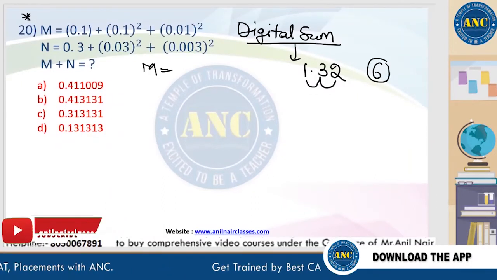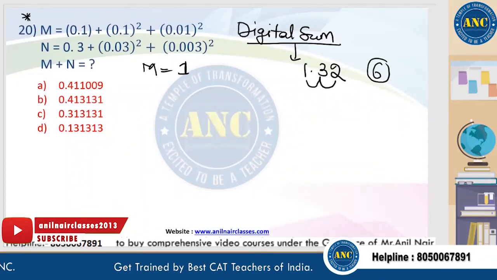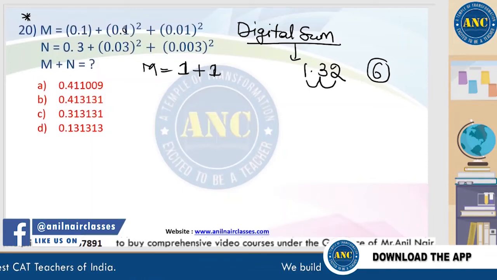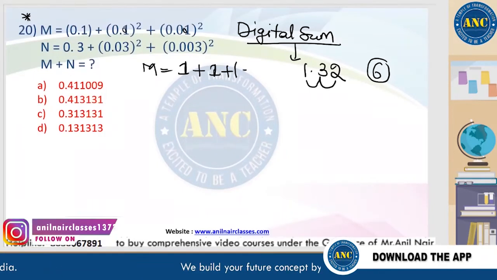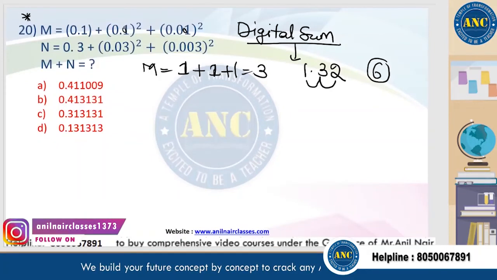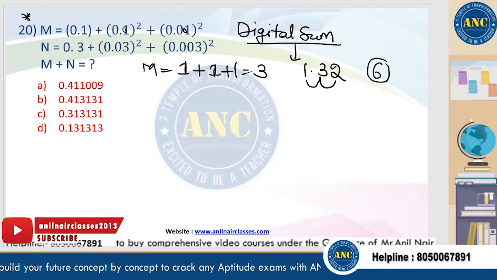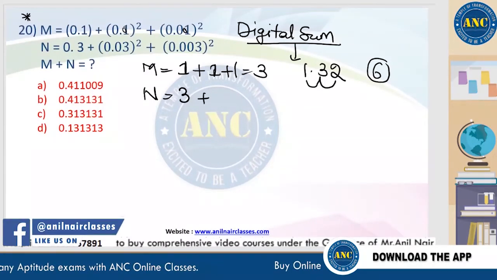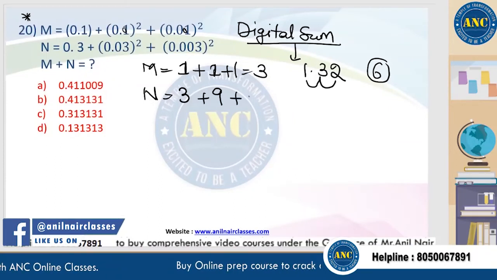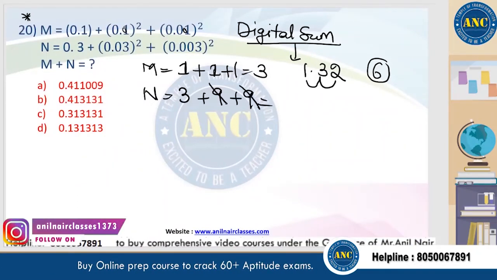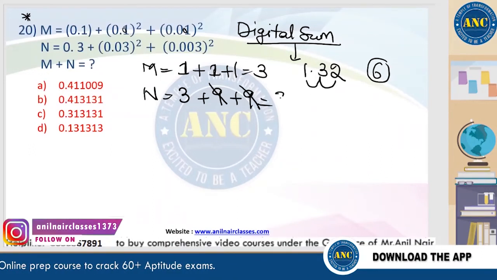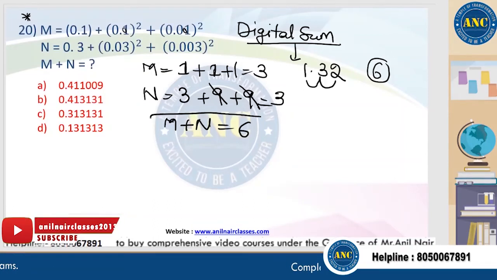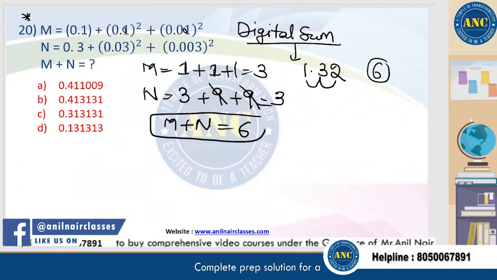So apply the digital sum. 0.1 is 1. 0.01 is 1. 0.001 is 1 plus 1 plus 1, which is 3. Please make a note. M is 0.1 plus 0.01 square plus 0.001. N is 0.3, so 3. 0.03 square, 3 square is 9, again 9. If you add the digits to 9 or multiples of 9, the digital sum will not change. So M plus N is 3 plus 3, 6. The answer's digital sum should be 6.